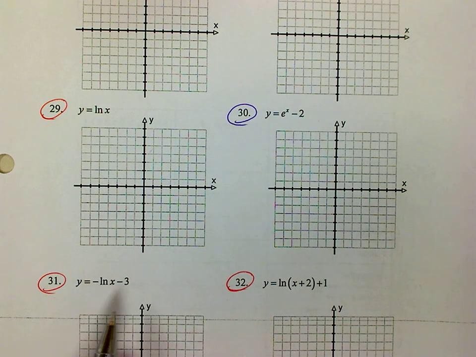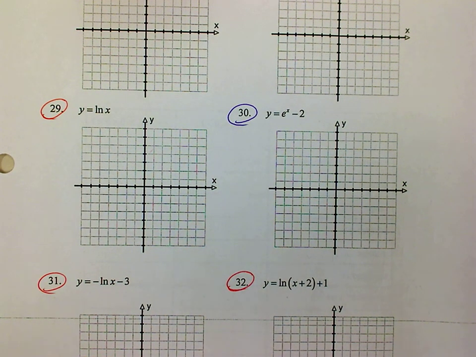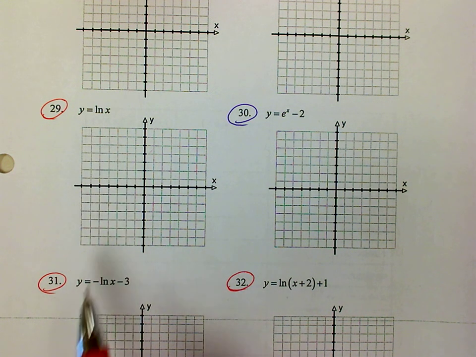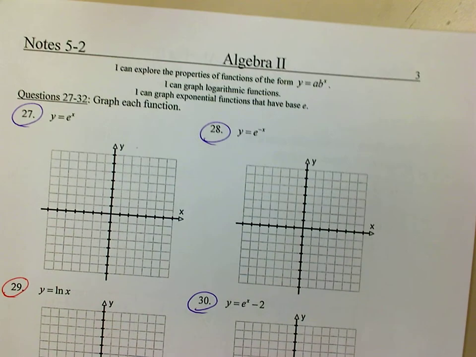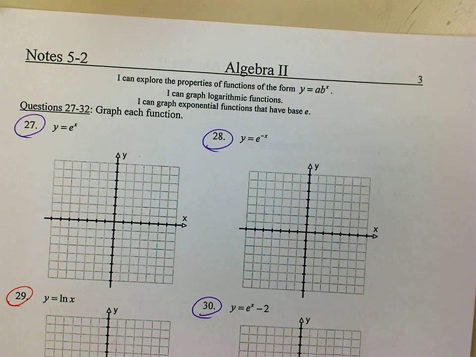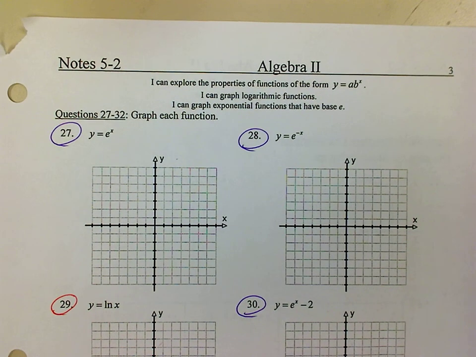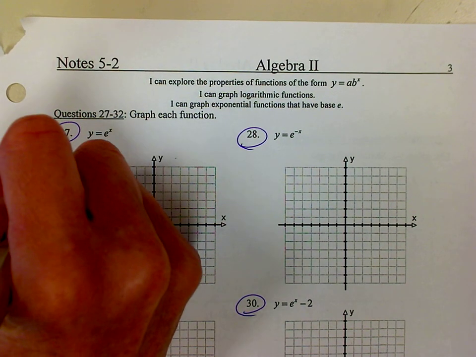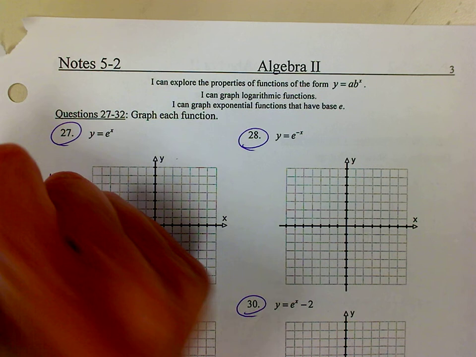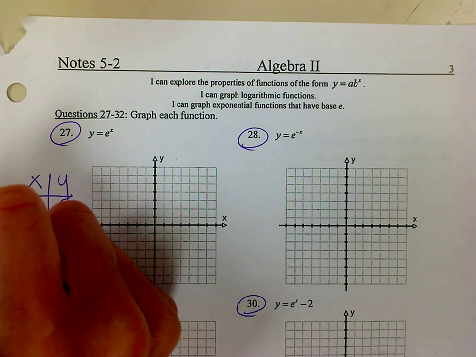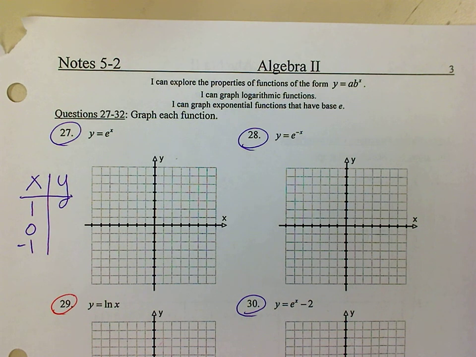So if you see natural log, that means it's a log. So if you see a log or natural log, you're going to have to rewrite those in exponential form. But 27, 28, and 30, they're already in exponential form. I already see an exponent. Okay, so I'm going to make a table. Now this time, x is the exponent. So I'm going to put 1, 0, -1 in the x column.